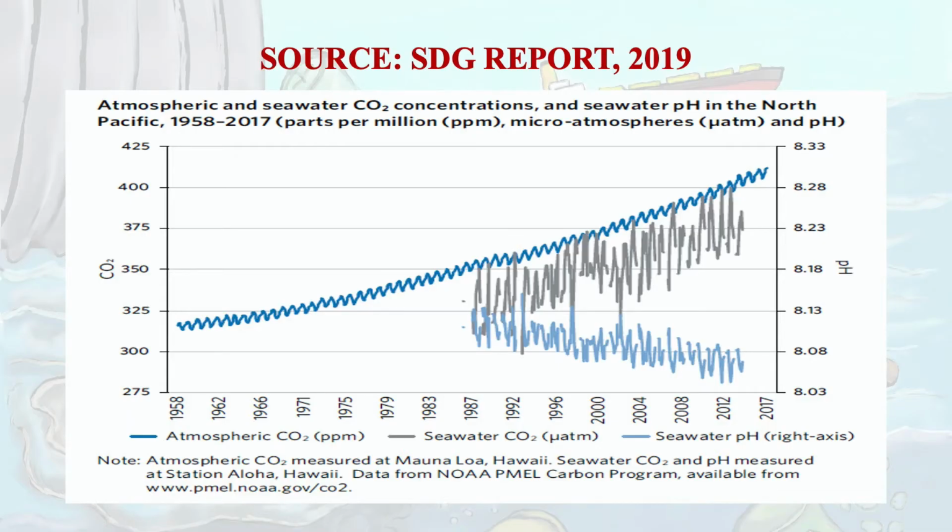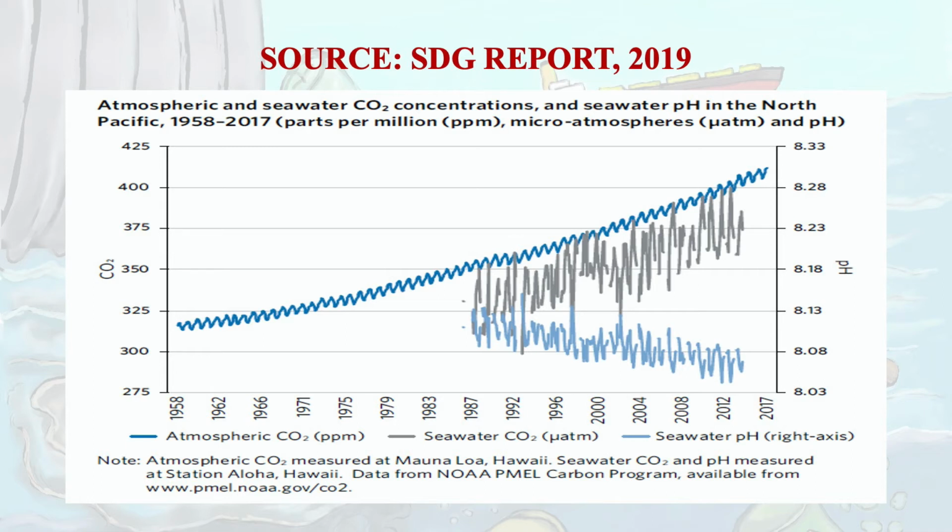If you look at this figure, you will see the atmospheric carbon dioxide concentration and seawater pH in the North Pacific from 1958 to 2017, right? It is in parts per million, ppm, and microatmospheres, and the pH here. In 1958, carbon dioxide was only 300 ppm. Now in 2017 it crosses more than 400.